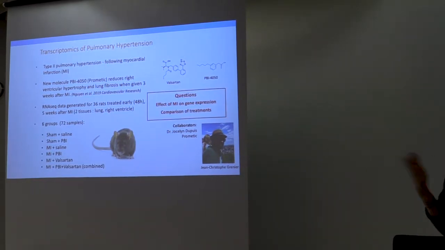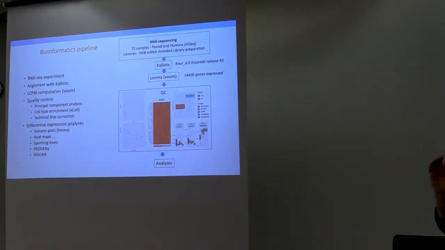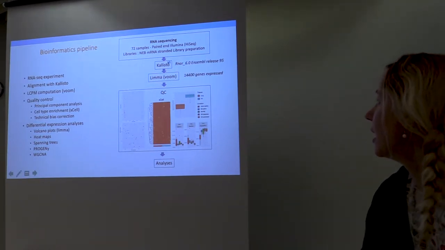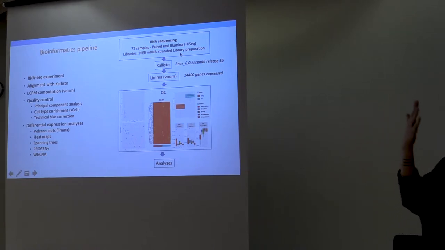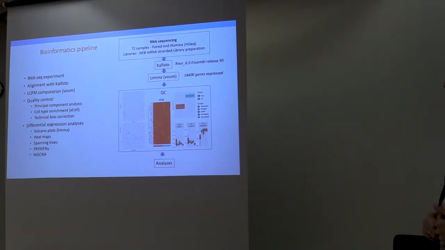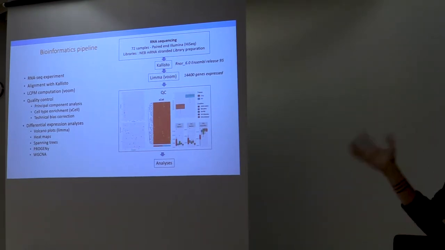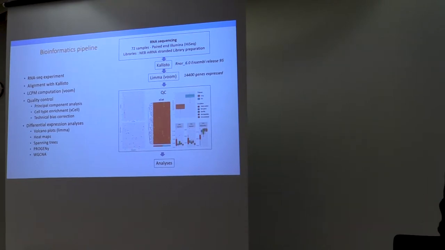The questions here are, first of all, what is the effect of MI on the transcriptome of these rats? And second, what are the different effects of the treatments on the transcriptome? I won't go through all the details here. There's lots of quality control that has been going on, but basically we've sequenced by using RNA-seq those 72 samples. Here, 36 rats, but we took tissue from lungs and from the right ventricle to have 2 tissues for each rat. So they're paired, so they're matched. We've used Kallisto and Limma as tools to process the RNA-seq data. I'm happy to give more details if you want.